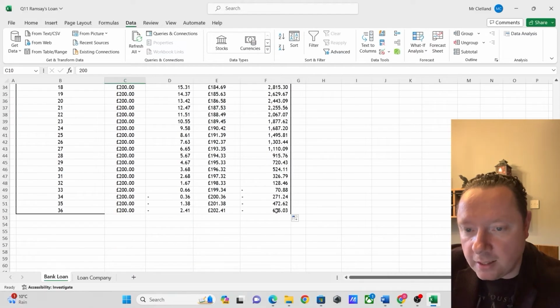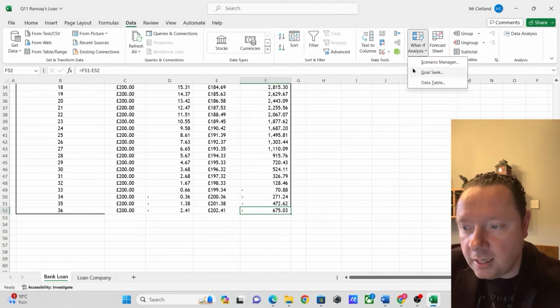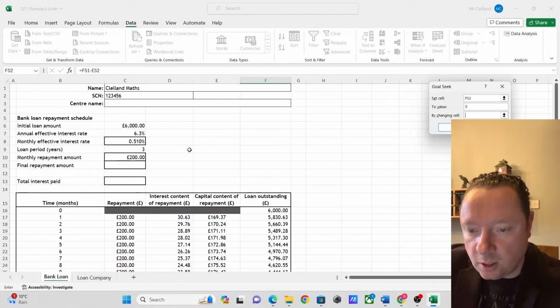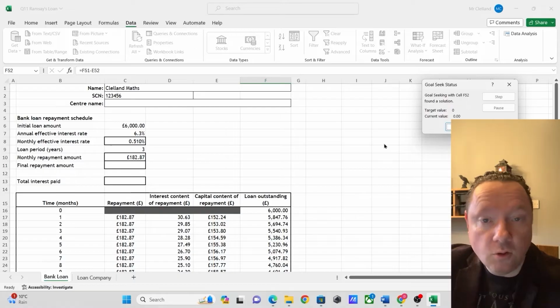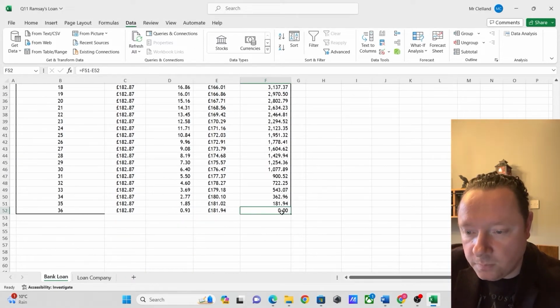So we're going to highlight that cell and we're going to go to Data, What-If Analysis, Goal Seek. We're going to set that value to 0 and we want to change our repayment amount, which is up here. So press OK. Eventually it'll do the sum for us. And you'll notice that at the end we get 0.